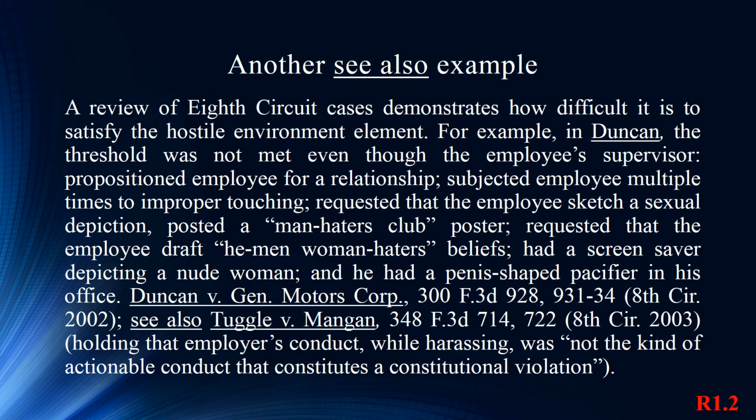Let's do one more See Also example. Here the writer is making a point that it is difficult to establish a hostile environment in the Eighth Circuit. The writer provides a case example using Duncan versus General Motors, and then provides a full citation to Duncan. After Duncan, the writer refers to another Eighth Circuit case, Tuggle versus Mangan, using a See Also signal and an explanatory parenthetical to explain the relevance of Tuggle to the point the writer is making.